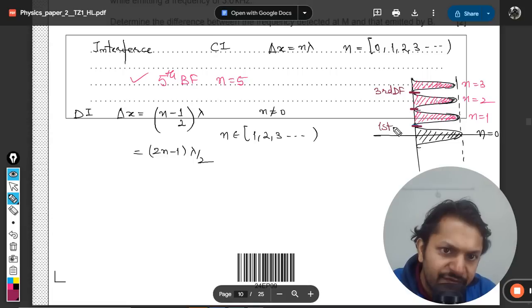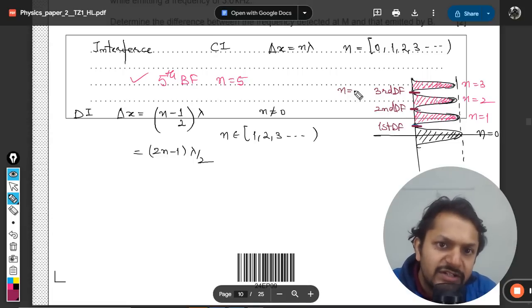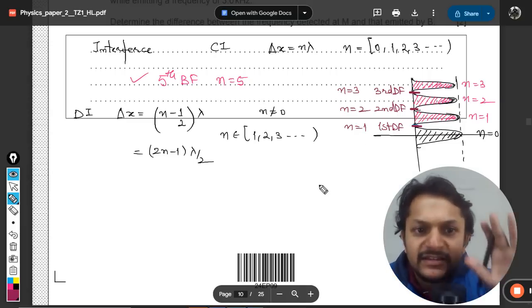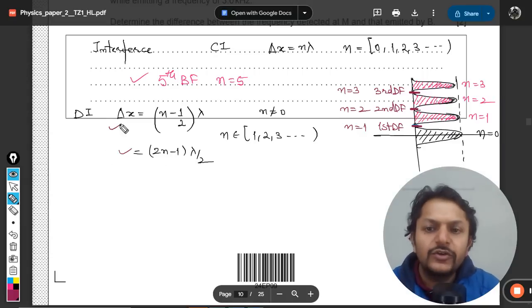This is the first dark fringe. This is the second dark fringe. For the third dark fringe, n is equal to 3. This is n is equal to 1. Easy, isn't it? The formula is there in front of you, n minus half.